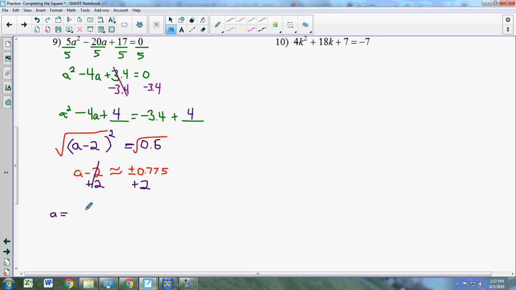So a could equal 2 plus 0.775, which is 2.775 approximately. So yeah, technically this should be an approximately equal sign. And then if I subtract 2 minus 0.775, a is about equal to 1.225. All right, so our solution set is 1.225, comma 2.775.